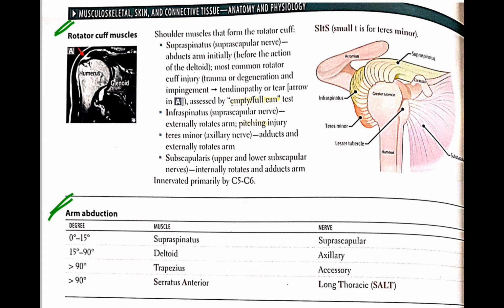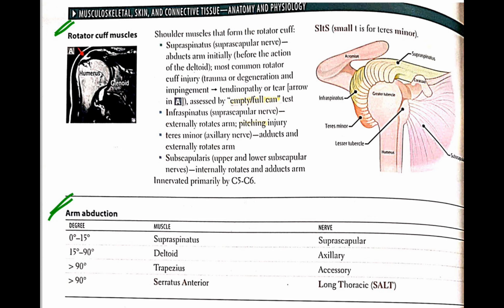So now let's see the rotator cuff. Rotator cuff is also important in relation to the upper limb. So what are the muscles involved in the rotator cuff? Supraspinatus, infraspinatus, teres minor and subscapularis. And which is the left one muscle, that is subscapularis. Supra, infra and teres minor and the subscapularis.